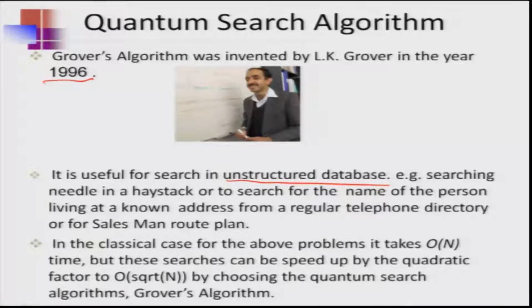It's also applicable for a salesman to find a route, to plan his selling of items. All these kinds of applications, this particular problem is applicable. In the classical case, for any of these problems, it takes order n time, but these searches can be sped up by a quadratic factor to order square root of n by choosing the quantum search algorithm, which is also known as Grover's algorithm. The basic idea behind this algorithm is to come up with a technique which is not going to look at the data set one by one, but is going to do it in a quantum way so that it is done at a much faster rate.